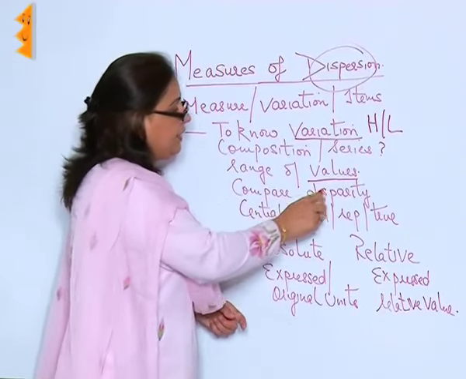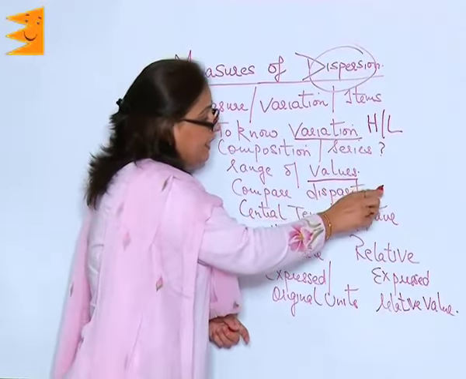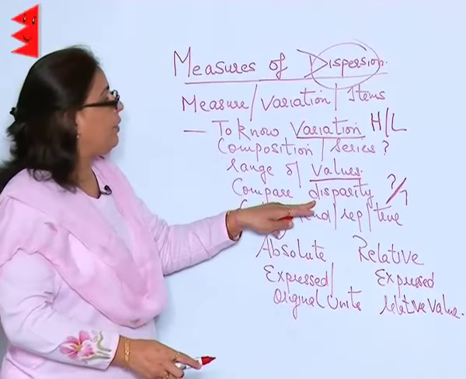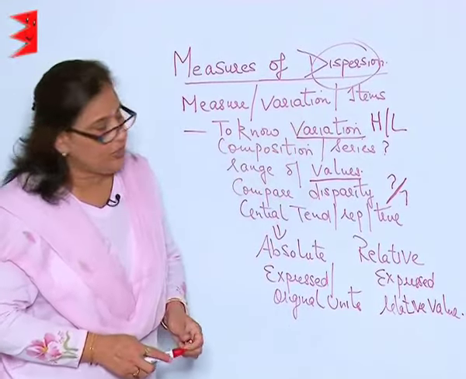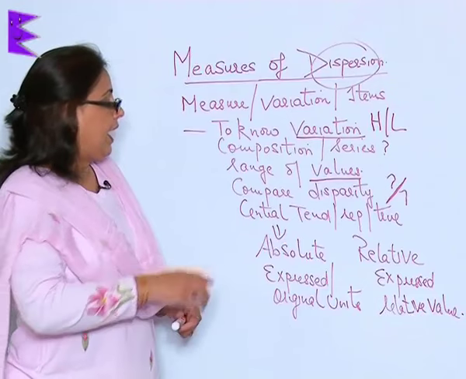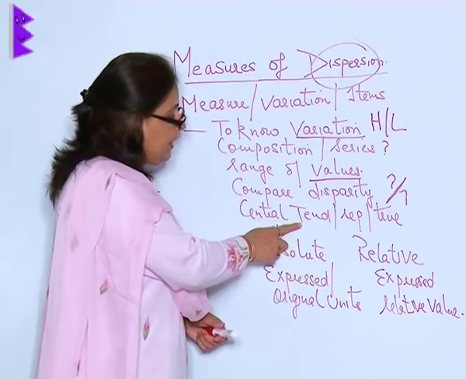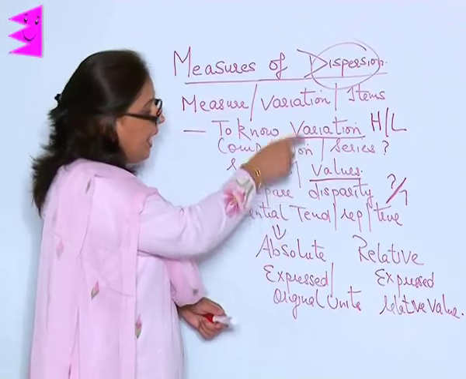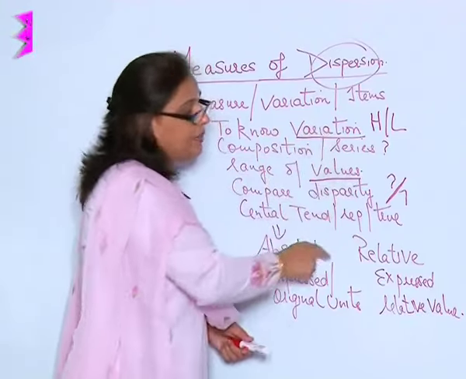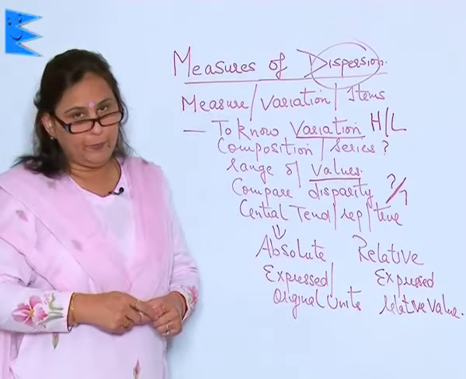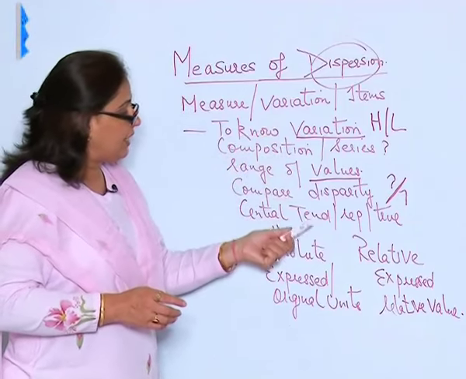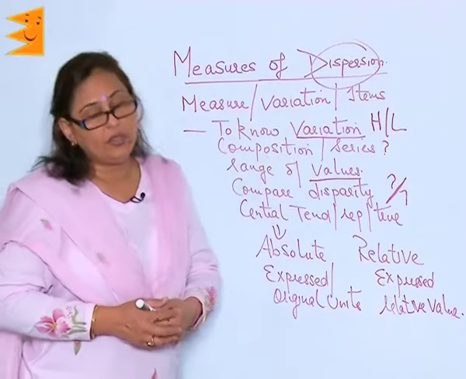We have to compare the disparity, that is, how much is the highest and how much is the lowest. That is the variation that we will try to find out by the various measures of dispersion. And we always take out the central tendency while doing this, if at all it is representing the true value. These are the objectives of studying the measures of dispersion.